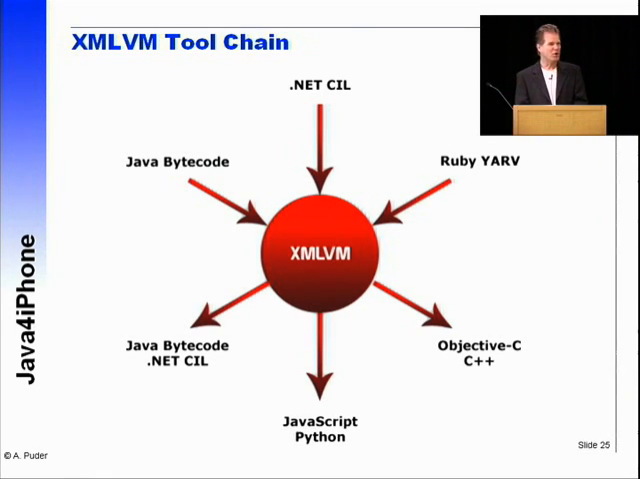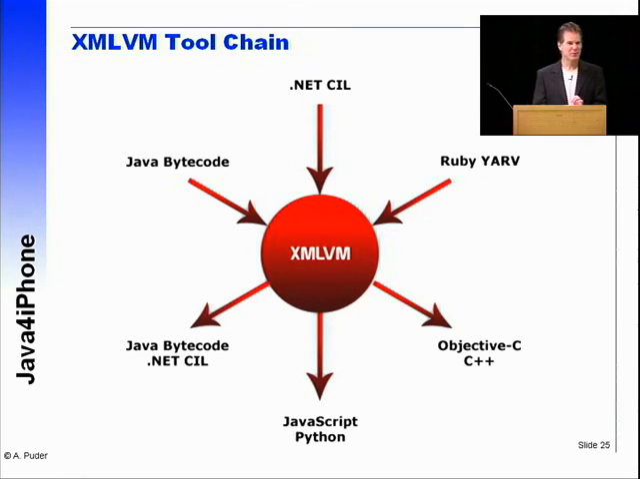Now, on the code generation side, we can create different languages. So first of all, we can map it back to Java bytecode. We can map it back to .NET bytecode. We can map it to JavaScript, to Python, and we can map it to Objective-C and C++. Let me just make a few points here.